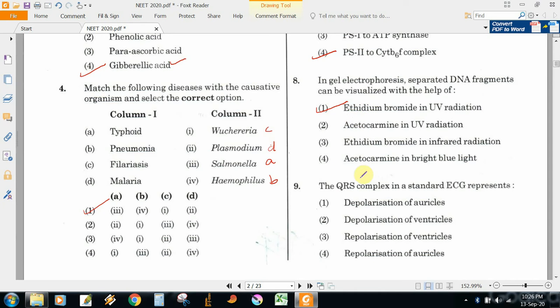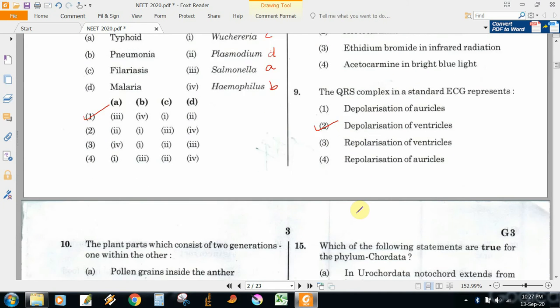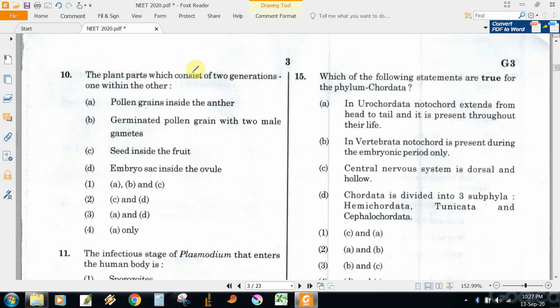The ninth question we have is: the QRS complex in standard ECG represents depolarization of auricles, depolarization of ventricles, repolarization of ventricles, or repolarization of auricles. So it is depolarization of ventricles. The second option is the right one, the QRS complex. Remember the PQRST waves of the ECG. I will just go on telling the answers. Moving on, the plant part which consists of two generations, one within another.